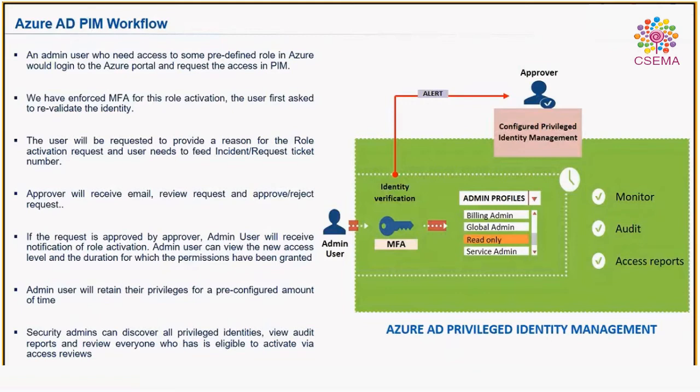So I'm one of the members of global admin, and the role is configured, right? I need to perform some activities in the Azure tenant, so I need to access that role, and I will request it in the Azure portal, the Azure PIM portal, that I need the access. How to request it, I will show you in the next following section.